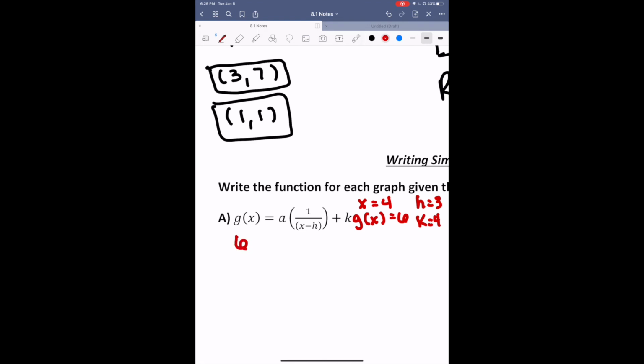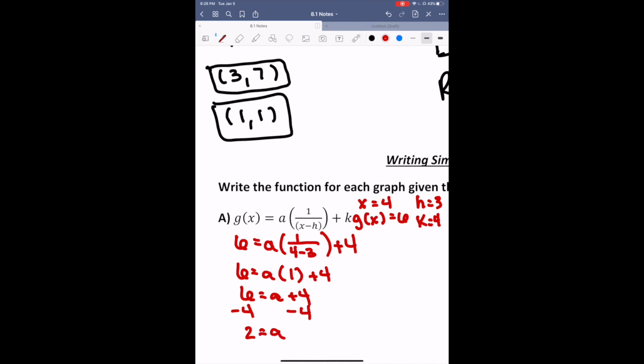And we have 6 equal to a times 1 over 4 minus 3 plus 4. Simplify, and we have 6 equal to a times 1 plus 4. A times 1 is just a. Remember, do not add it to 4. You multiply it to a. And then we solve for a, which means a is equal to 2.